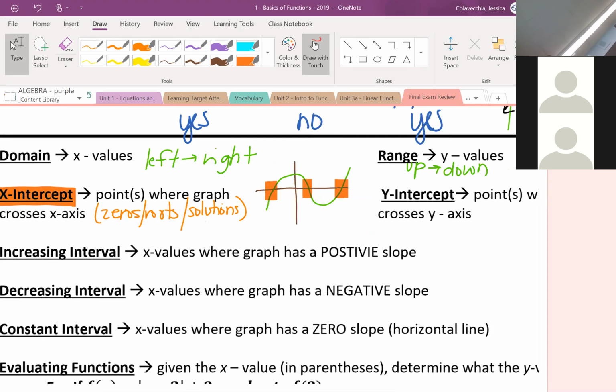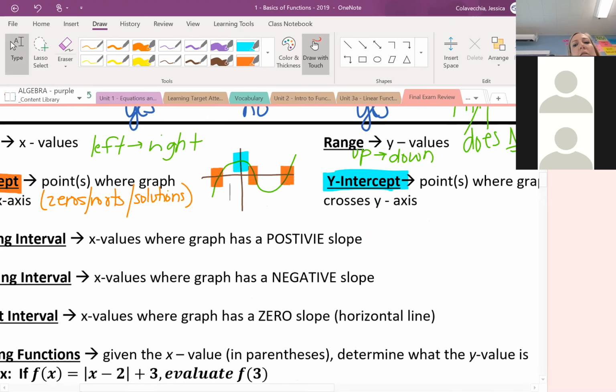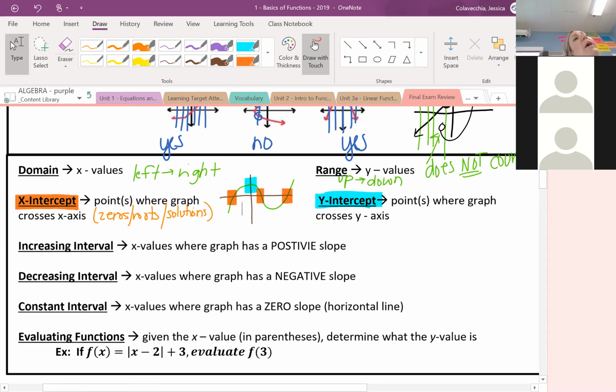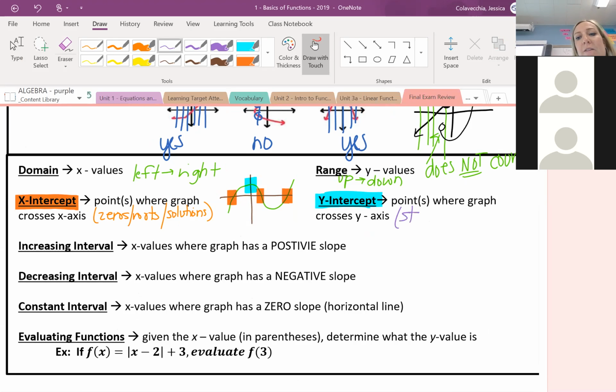So this would pass the vertical line test. So this is a function here. Okay, then the y-intercept. How many y-intercepts are there? 1 here. And what's another name for the y-intercept in all our functions? SV. Yes. SV.